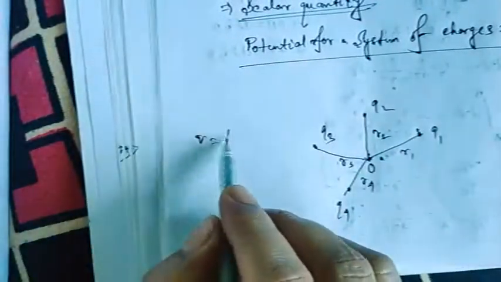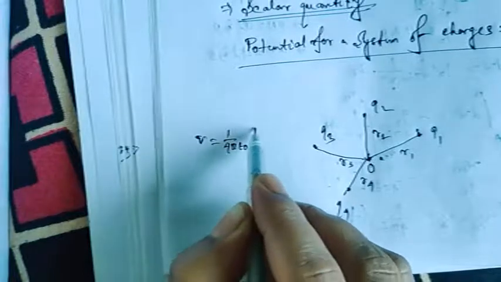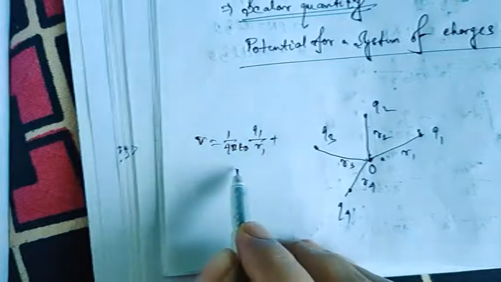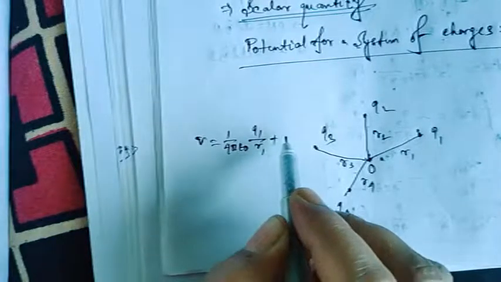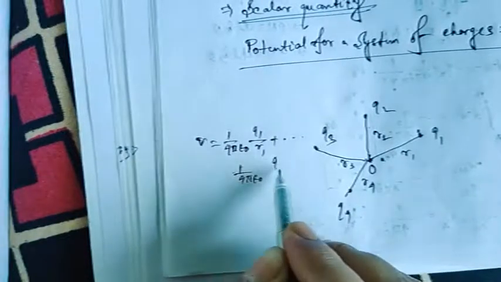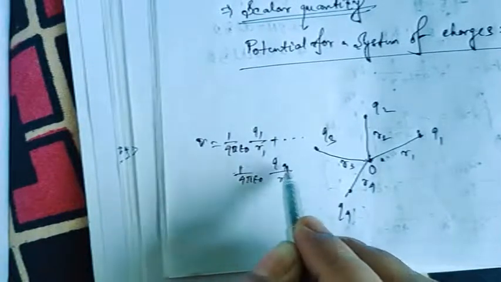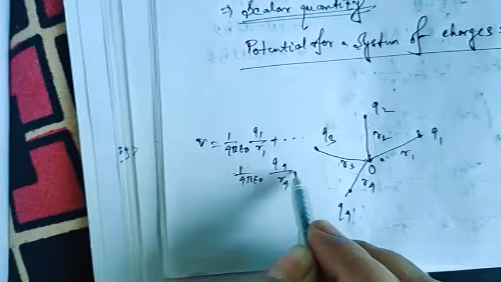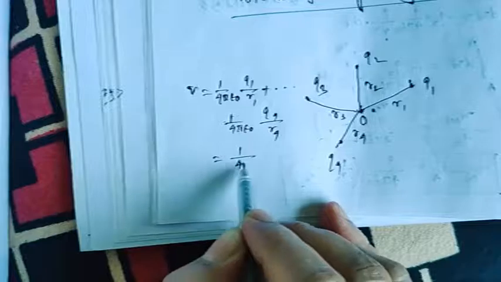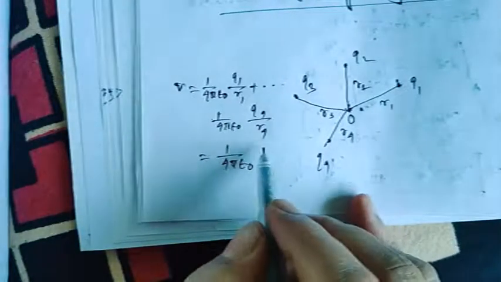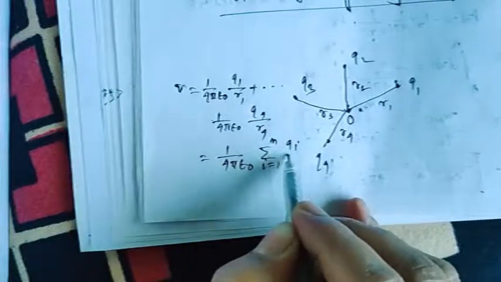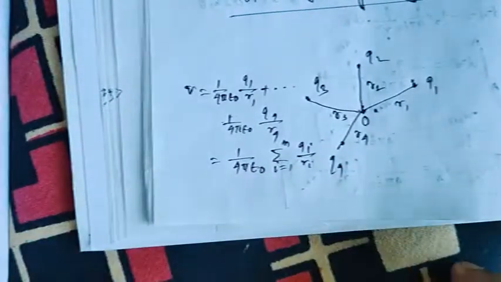then the total potential at point O will be 1 by 4 pi epsilon naught Q1 by R1 plus 1 by 4 pi epsilon naught Q2 by R2, and in this way 1 by 4 pi epsilon naught Q4 by R4. If it is for n, then it will be Qn by Rn. Therefore, we can write this as 1 by 4 pi epsilon naught summation of i equal to 1 to n Qi by Ri. Okay.